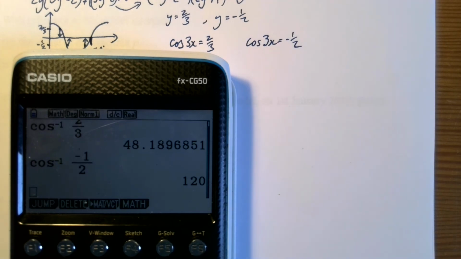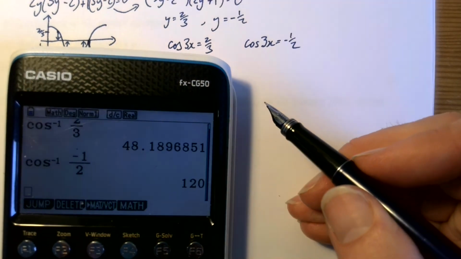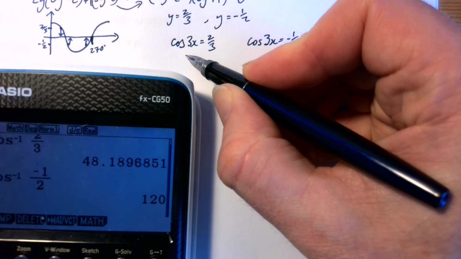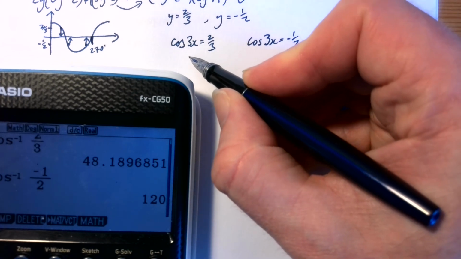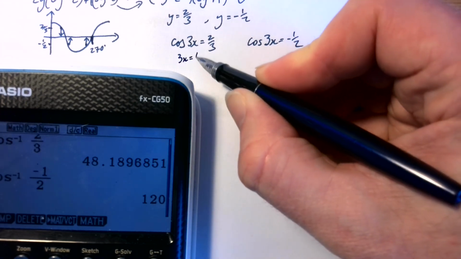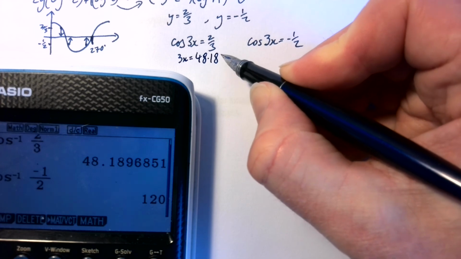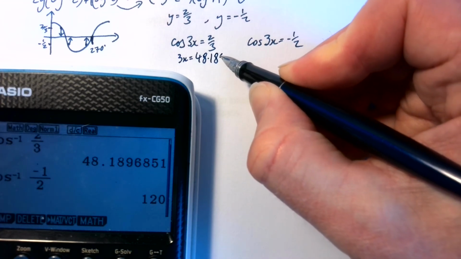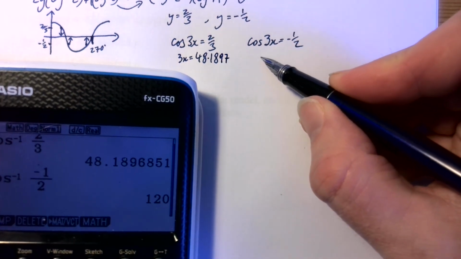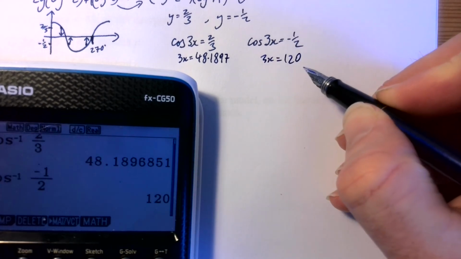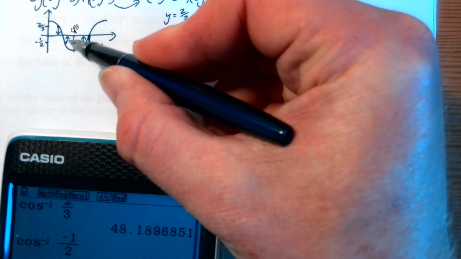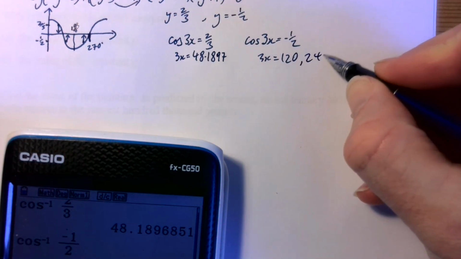So I've put that into the calculator, and that's given me 48.18, so to one decimal place, well, actually let's go for a little bit more than that at the moment, because we are going to have to divide, aren't we? So 3x is going to equal 48.1897, shall we say, and for this one here 3x is going to equal 120, but it's also going to be the same distance the other side. There's 180, so that's 60 degrees up to there, so that it'll also be 240.